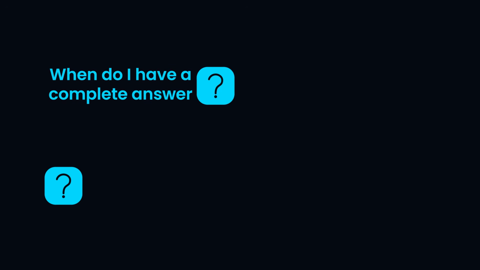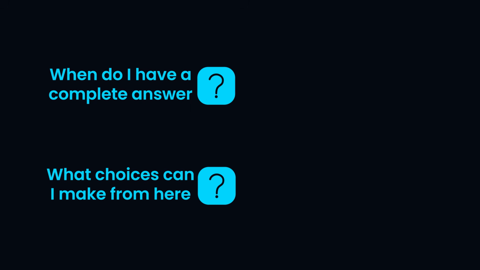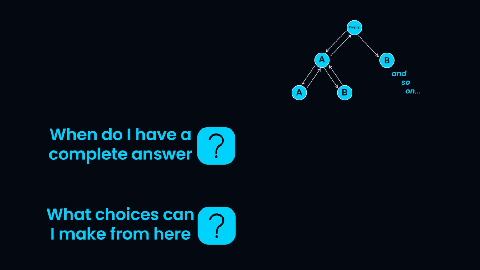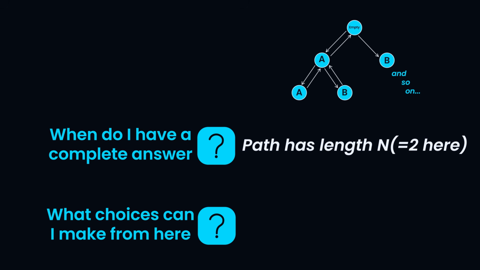Before writing anything, answer two questions. Question 1, when do I have a complete answer? When do I stop going deeper and record what I have? Question 2, what choices can I make from here? What are the branches I can take from the current state? For our AB problem, question 1, path has length n. That's a complete answer. Record it. Question 2. At every step, add A or add B.